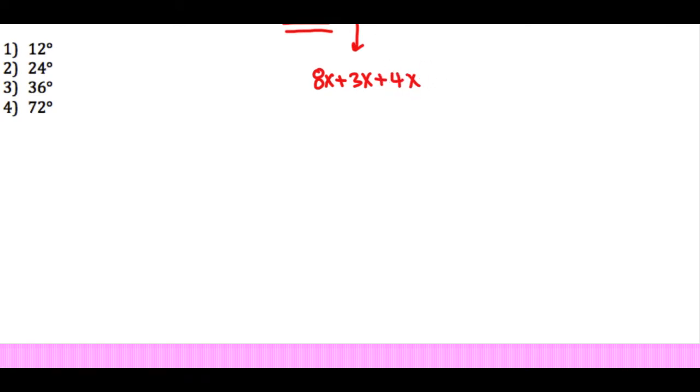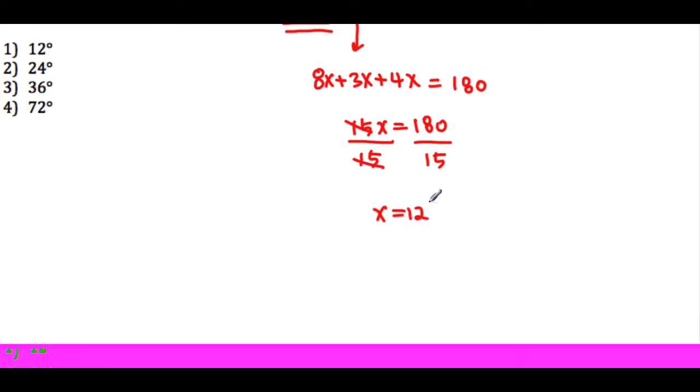And then since we are looking at the interior angles of the triangle, that will add up to 180. Now here we can add them up. We will realize that becomes 15x is equal to 180. And then when you divide by 15 on each side, x will be equal to 12. And 12 seems to be the answer.